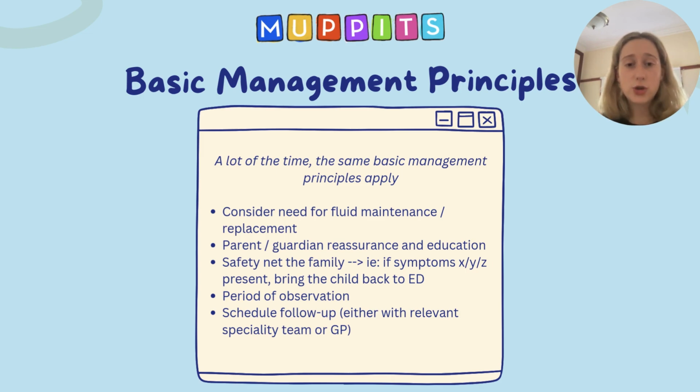And then also reassuring and educating the parents and guardian. So it can always be very useful to say that you would give a handout to the parent or guardian that you can get from the RCH website to educate the parent further. Safety netting the family is super important in pediatrics. So, for example, you might say a statement like, if symptoms X, Y, or Z present, bring the child back to ED. So pretty much any worrying symptoms that would be of concern to you, bring the child back.